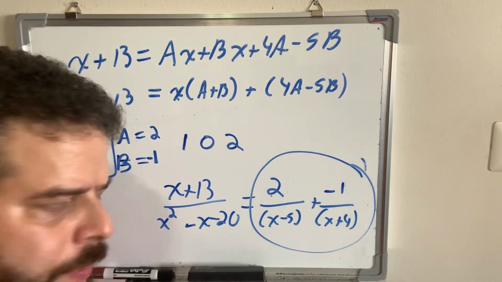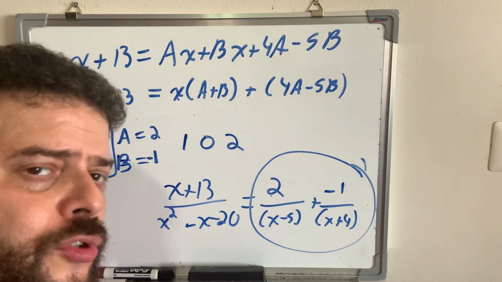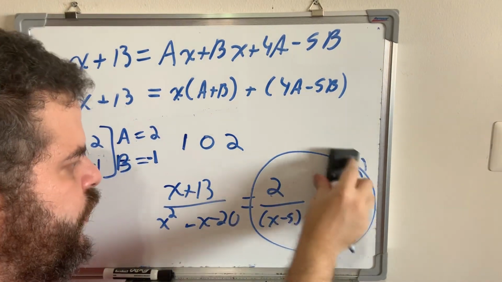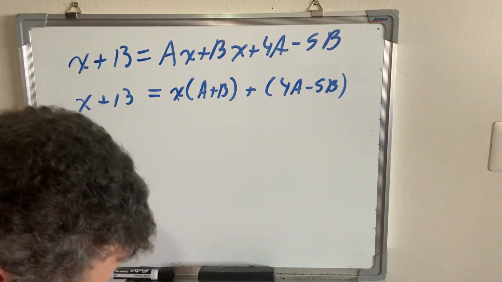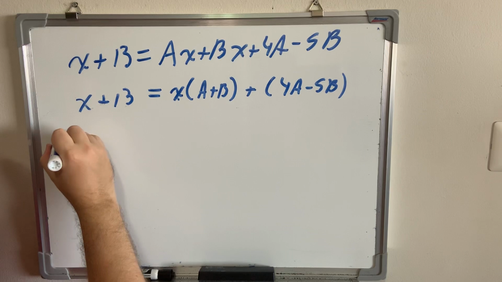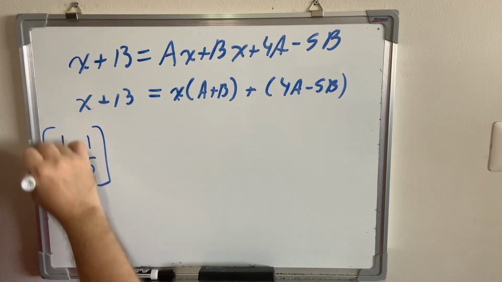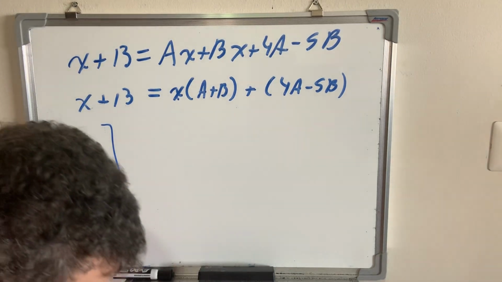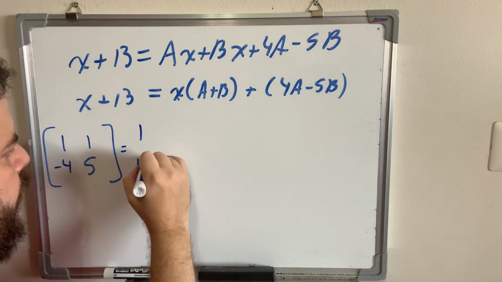That is the answer. Now let's do the exact same matrix, only we're going to use Cramer's rule. And you'll see that I'm going to get the exact same result. Now again, the matrix was 1, 1, -4, 5. And that is equal to, and this is important, 1 and 13.